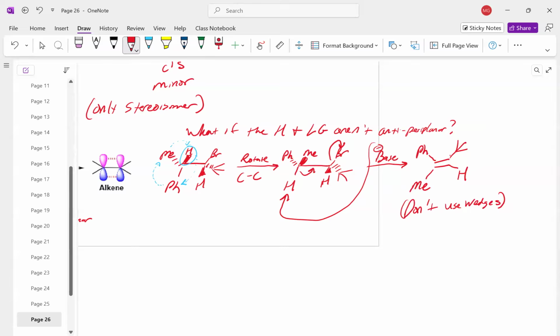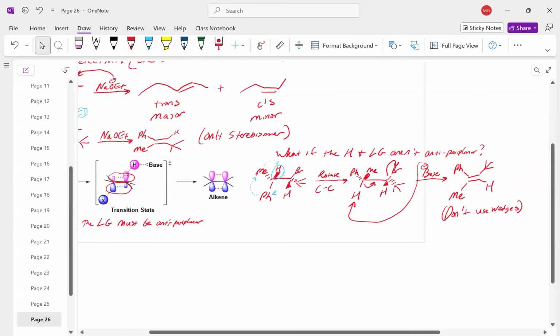So this is going to be an important skill. We're going to practice this in a little bit, because if you can rotate a carbon-carbon bond to make the beta hydrogen and the leaving group anti-periplanar, then you want to do that. So you've got to be able to develop that skill.